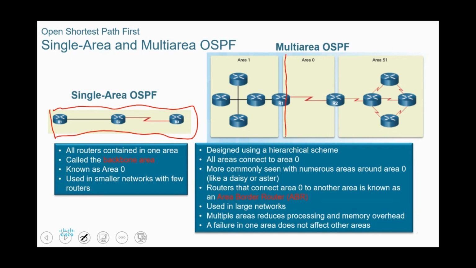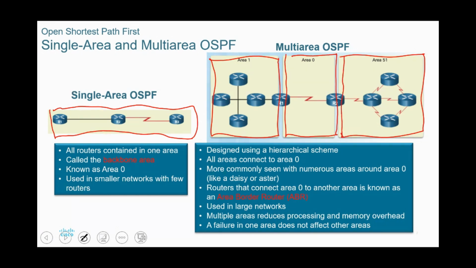You will have area 0 configured with communications between router 1 and router 2, and this will be area 1. We have four routers communicating with each other, and you have area 51 and so on. If you have more than one area, this is called multi-area OSPF. Multi-area OSPF is designed using a hierarchical scheme, and all areas connect to area 0, which is your backbone. All your areas are connected to the backbone, more commonly seen with numerous areas around area 0, like a daisy.